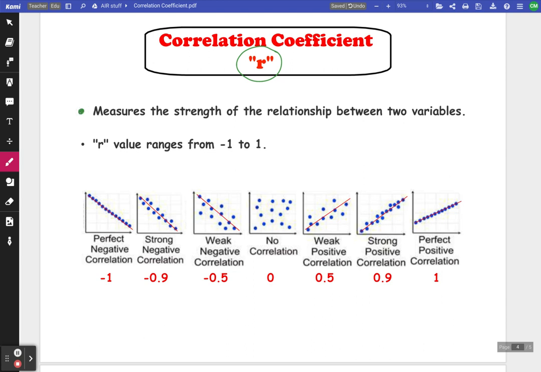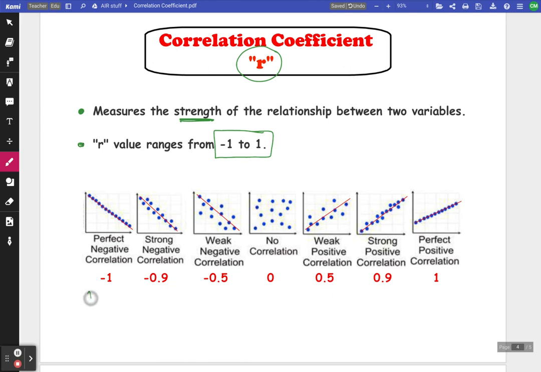It measures the strength of the relationship, so it's the strength of a relationship, and the value ranges from -1 to 1. So we'll talk about what that means. If you ever see a value of r, it's got to be some number between -1 and 1, and it could actually be -1 or 1.